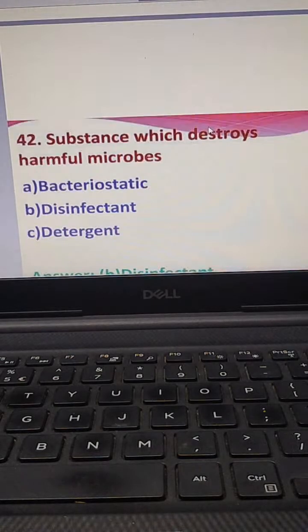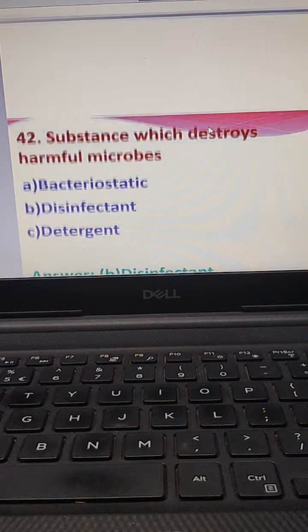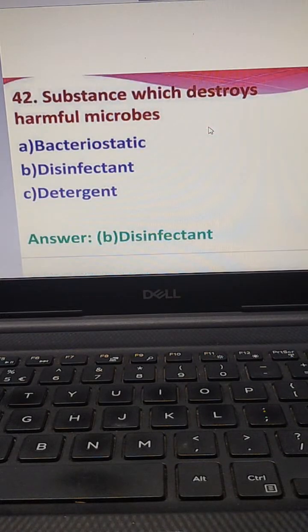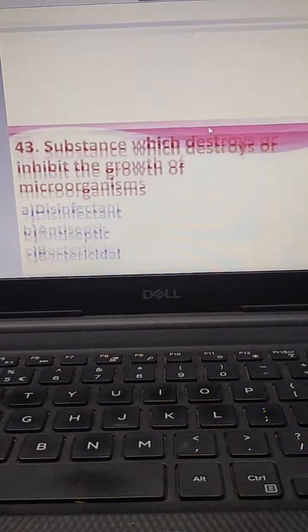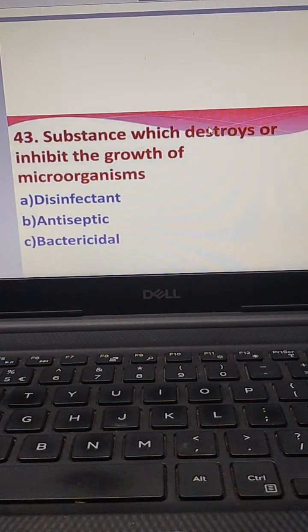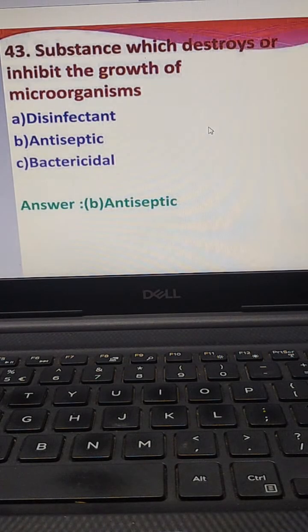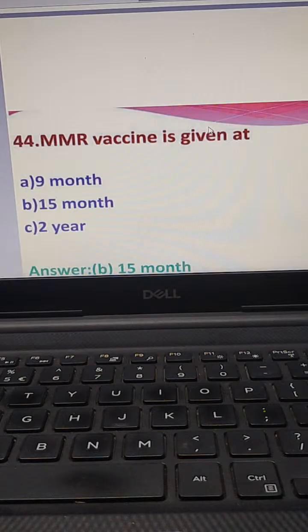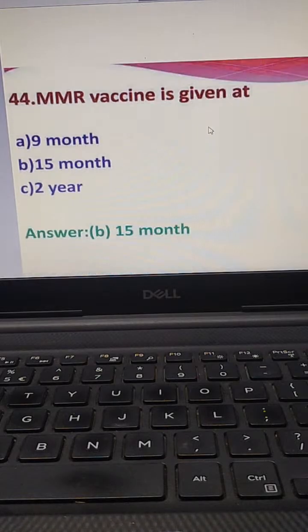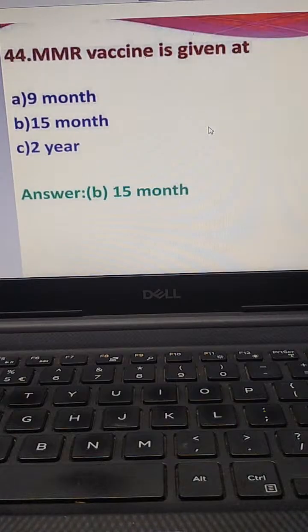The next question. Substance which destroys harmful microbes: bacteriostatic, disinfectant, detergent. The answer is disinfectant. The next question, substance which destroys or inhibits the growth of microorganism: disinfectant, antiseptic, bactericidal. The answer is antiseptic. Next question, MMR vaccine is given at 9th month, 15th month or at 2 years. The answer is 15th month.